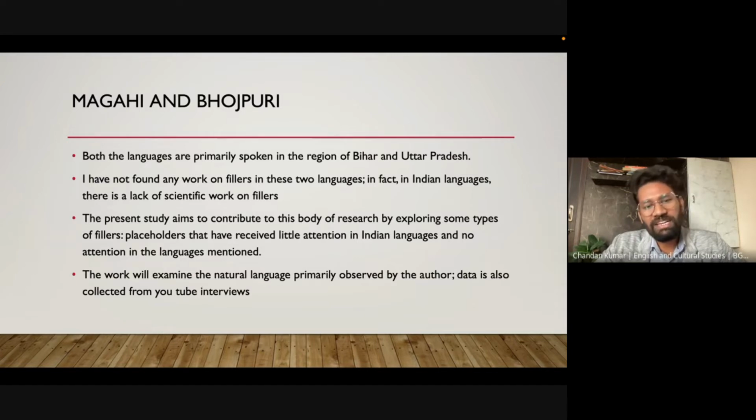So the present study aims to contribute to this body of research by exploring some types of fillers, placeholders primarily, that have received little attention in Indian languages. The data is, of course, one is my intuition about the language, and the data is, of course, gathered from the speech community itself.